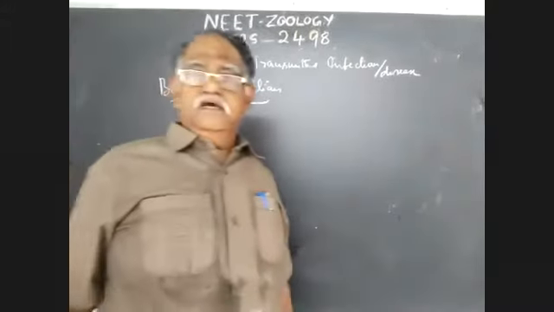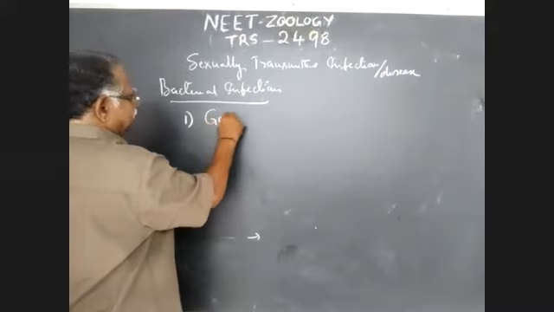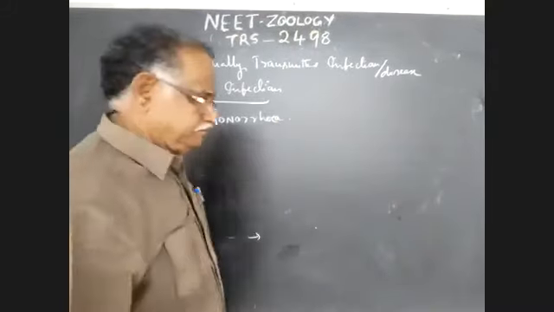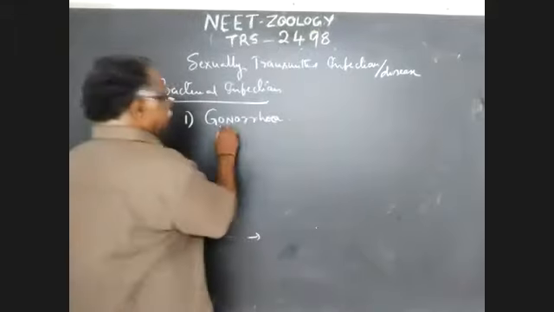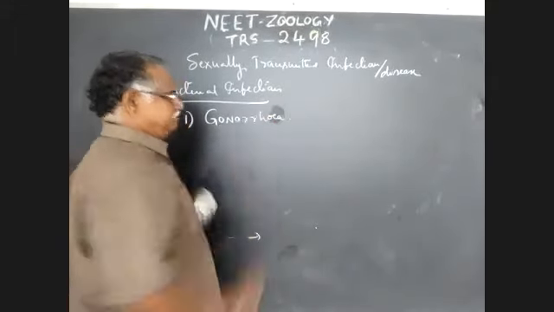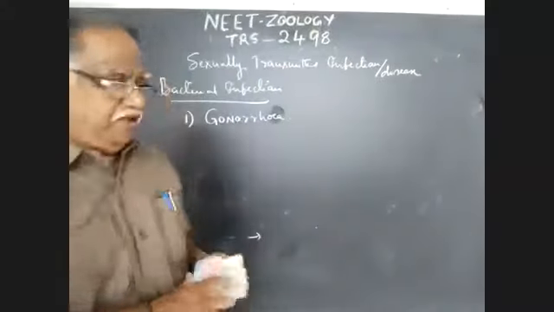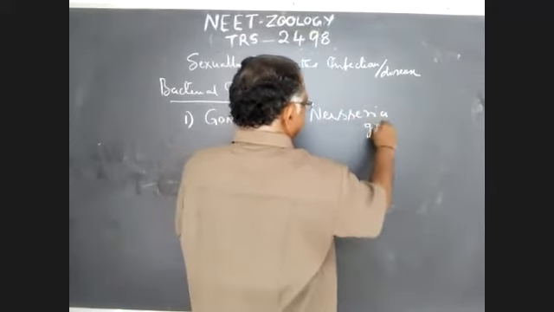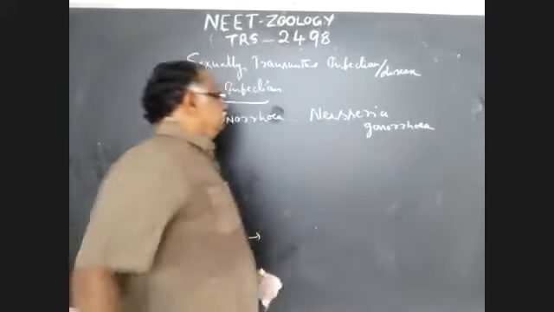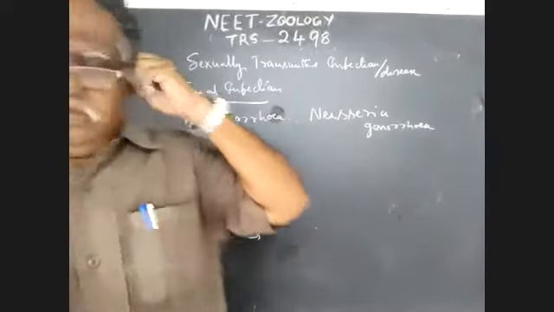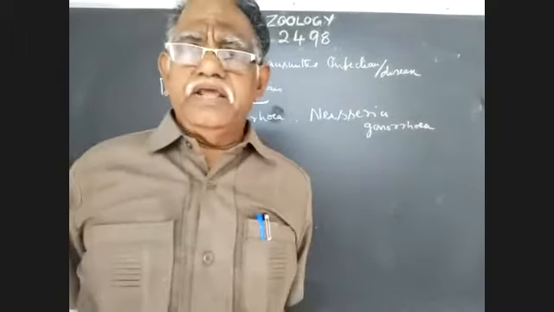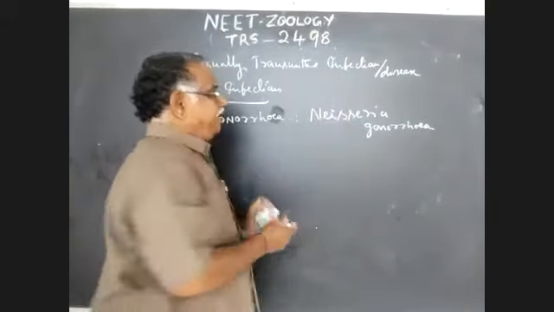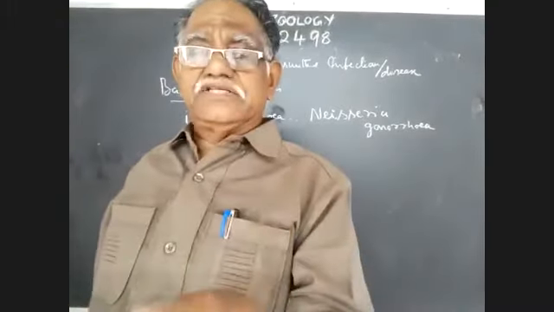Bacterial infections. First disease, gonorrhea. This is the first bacterial venereal disease, caused by Neisseria gonorrhoeae. You write it down. Gonorrhea is a bacterial disease caused by the bacterium Neisseria gonorrhoeae. This bacterium causes this sexual disease.